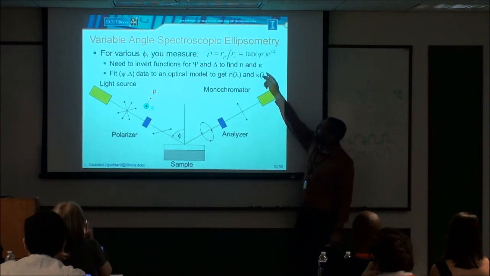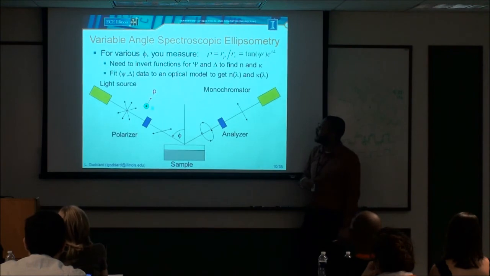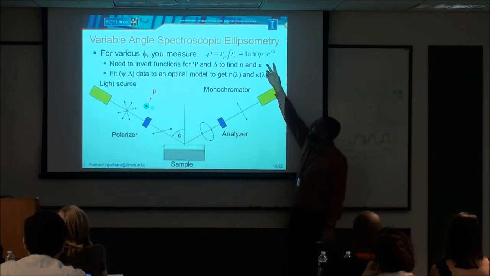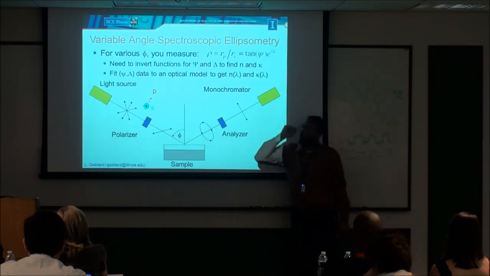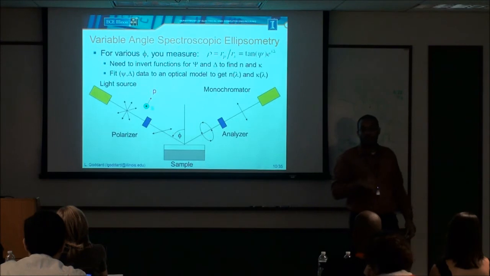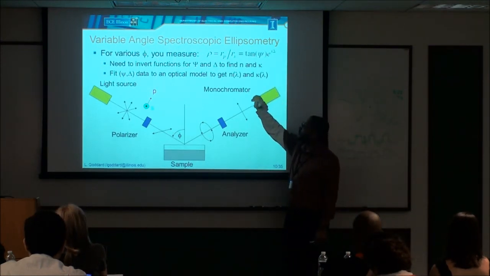And you're going to write it in a form where it's tangent of some variable psi and some phase e to the i delta. So this is what you record, psi and delta, and what you're trying to find is n, which is the real part of the refractive index, and kappa, which is the imaginary part. So you want to understand how the film behaves based on how it reflects these two signals.